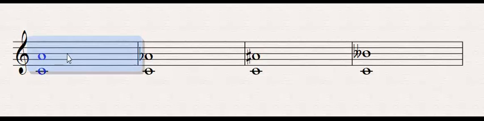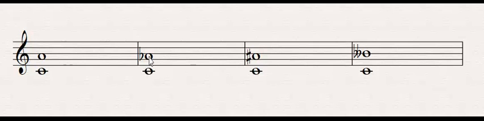So in the case of this first one, we have the C to the A. All we do is count up: 1, 2, 3, 4, 5, 6. Notice that I'm including both the C and the A when I'm counting. So C, D, E, F, G, A. When I'm asked for the quantity of this interval, all I say is it's a sixth. Pretty easy, right?